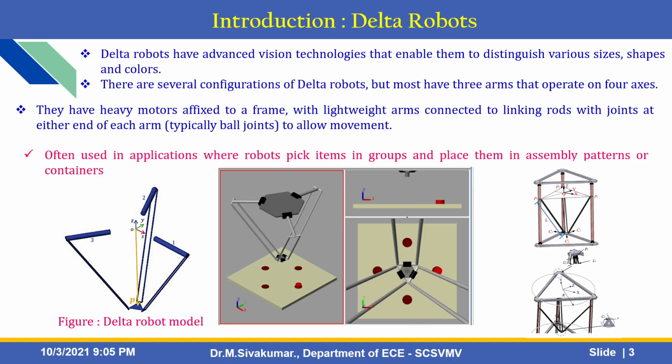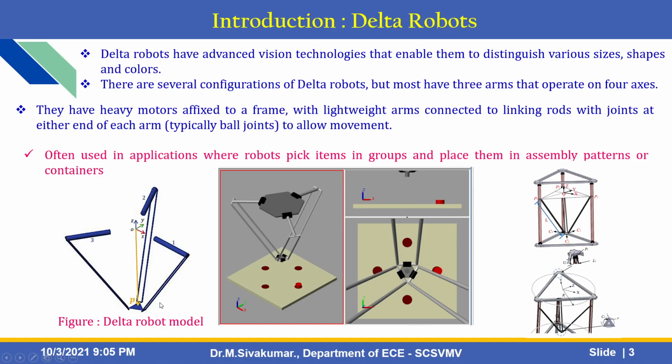Here is a small introduction about Delta robots. Delta robots have advanced vision technologies that enable them to distinguish various sizes, shapes and colors. There are several configurations of Delta robots, but most have three arms that operate on 4 axes. The next point: they have heavy motors affixed to the frame, with lightweight arms connected to linking rods with joints at either end of each arm, physically ball joints to allow the movement. They are often used in applications where robots pick items in groups and place them in assembly patterns or containers.